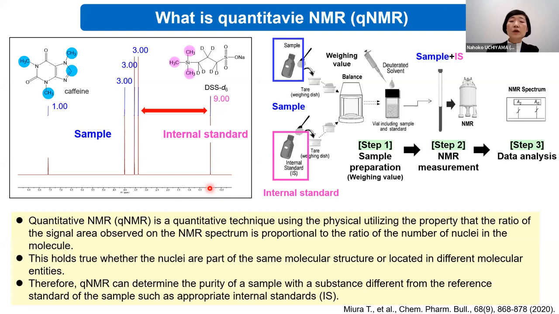The qNMR procedure consists of these three steps. Step one, sample preparation, including weighing. Step two, NMR measurement, and step three, data analysis. As I will show later, weighing is a very important step because the purity evaluation of samples by qNMR requires accurate weighing.